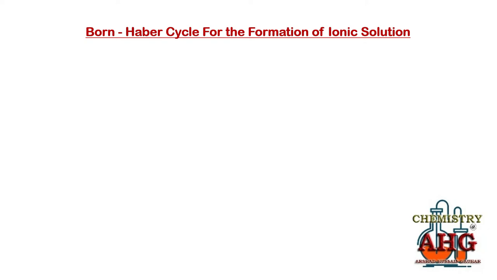Number one, if the compound is ionic, which three enthalpy changes you must remember: enthalpy change of solution, lattice enthalpy, and hydration enthalpy for ionic compound. And if we are given polar covalent compound, then instead of lattice enthalpy we have bond enthalpy. So in case of polar covalent compound, for the formation of ionic solution, the enthalpies involved are solution enthalpy, bond enthalpy, and hydration enthalpy.